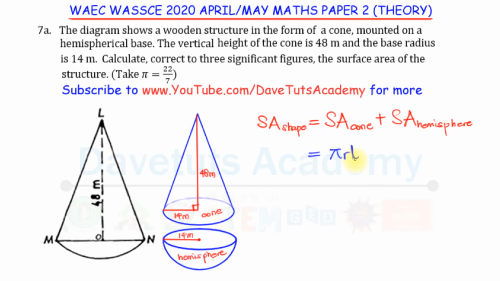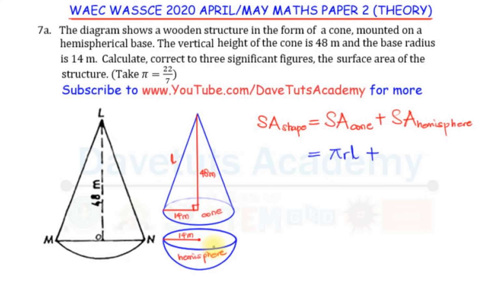Then the slant height L. But looking at this particular diagram, we don't know the slant height L. We have the vertical height given as 48 meters. It is L that we're asked to use. But no problem, we're going to add that to the surface area of the hemisphere.